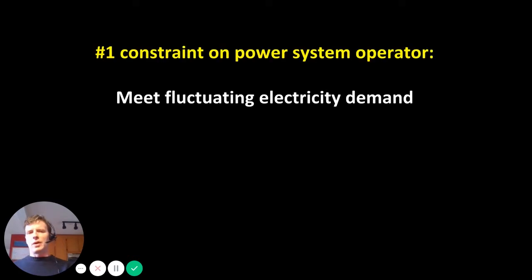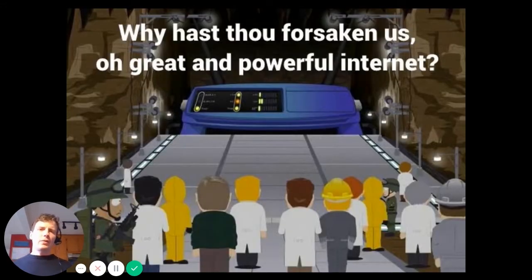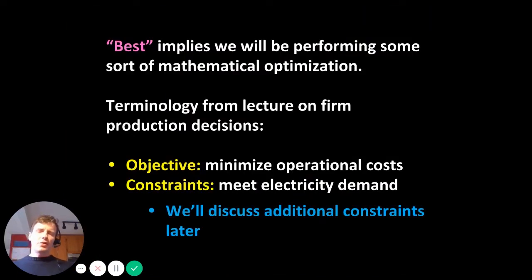What about the constraints? Well, the number one constraint on power system operators is to meet fluctuating electricity demand. We've talked about why, especially in wholesale markets for electricity, we consider demand for electricity to be perfectly inelastic, or inflexible. And that's because reliability of electricity is so important to modern life that it absolutely has to be met. So meeting electricity demand is not the only constraint that we're going to think about today. We will discuss additional constraints a little bit later. But for now, we're left with this fairly simple problem where we want to minimize the operational costs that are associated with meeting electricity demand in every hour of every day.